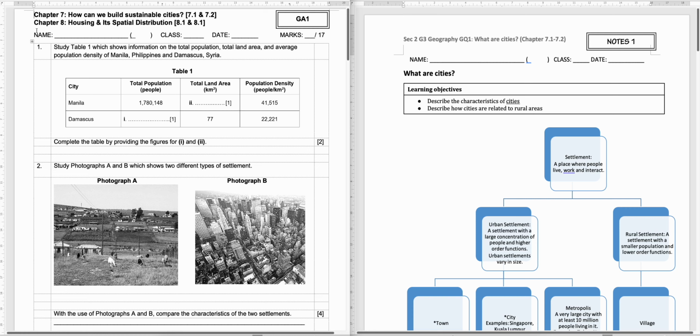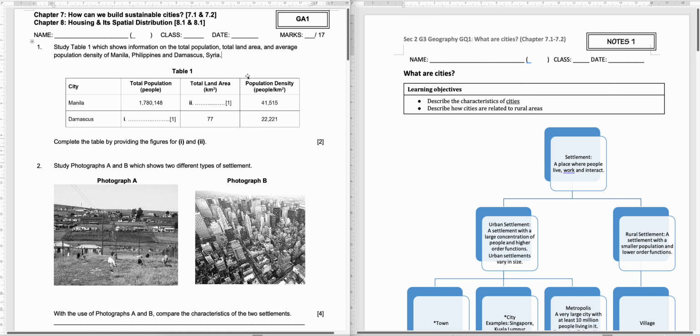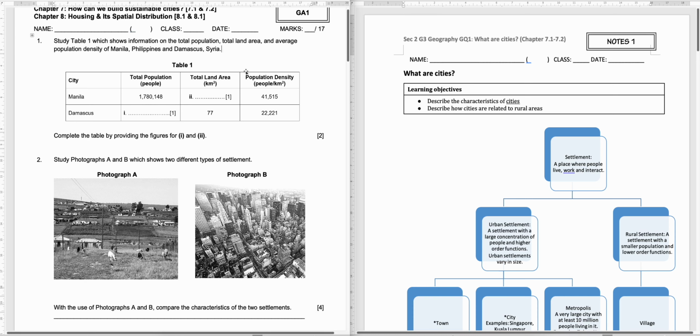Now on the left side of the screen of the recording, I have your graded assignment. And on the right side are the notes that I want you to refer to, so that you understand where to look for ideas on how to respond to this graded assignment.